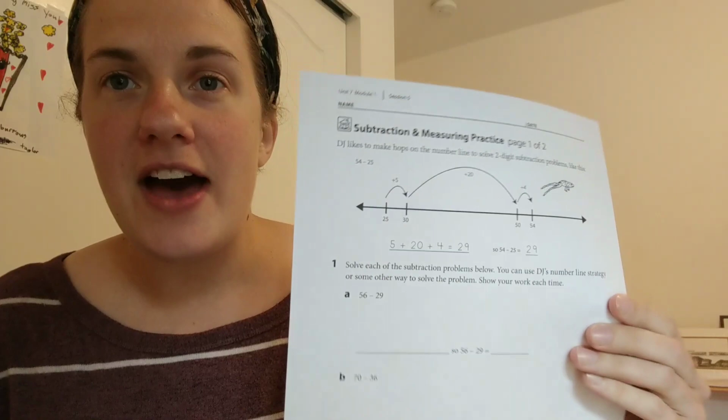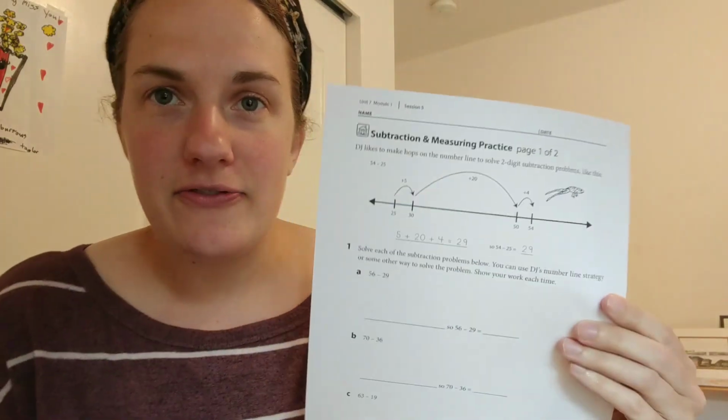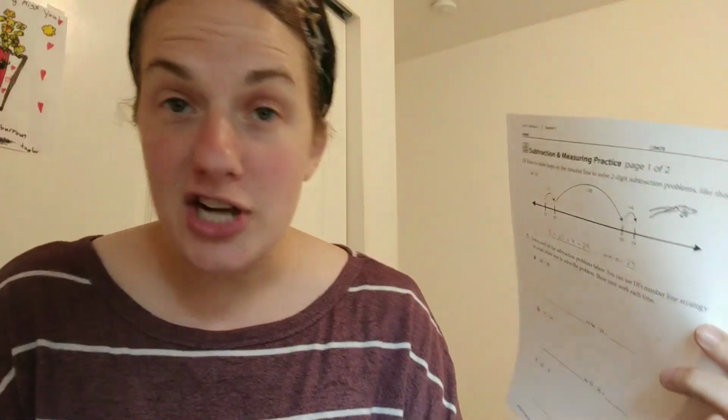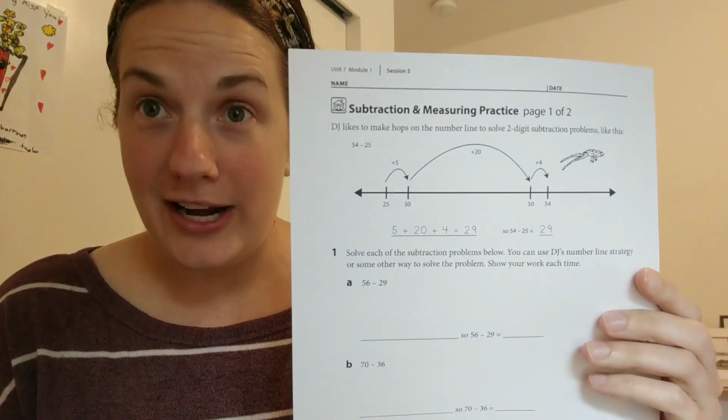I sure am. Today you are going to need, as always, a handy pencil, because we like to use pencils in math, and page 155 out of your packet has a friendly frog named DJ Hopper. Are you ready to go?